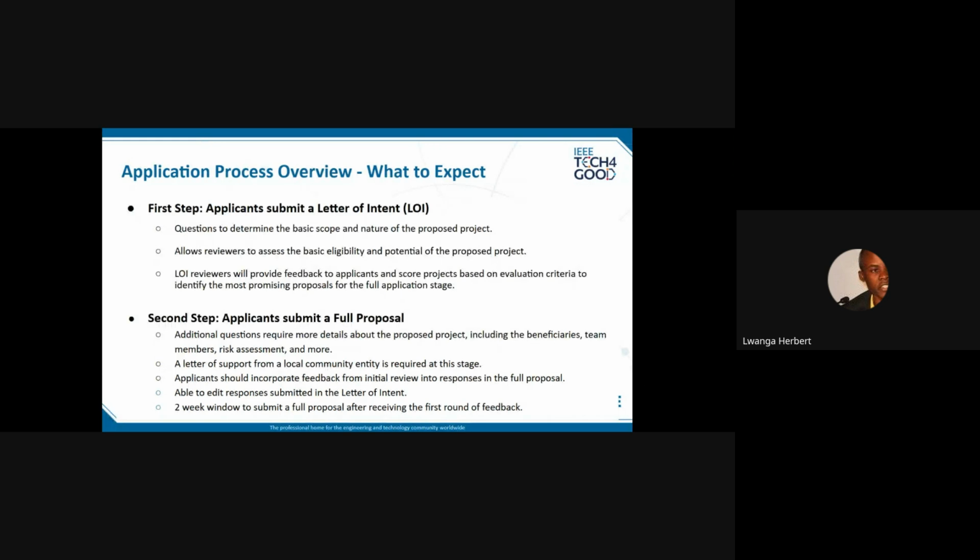The second step, applicants proceed to submitting their full proposals. Additional questions might come in depending on how you attended to those particular questions. An example is a letter of support from your local community being required. Applicants should incorporate feedback from the initial review into their responses.